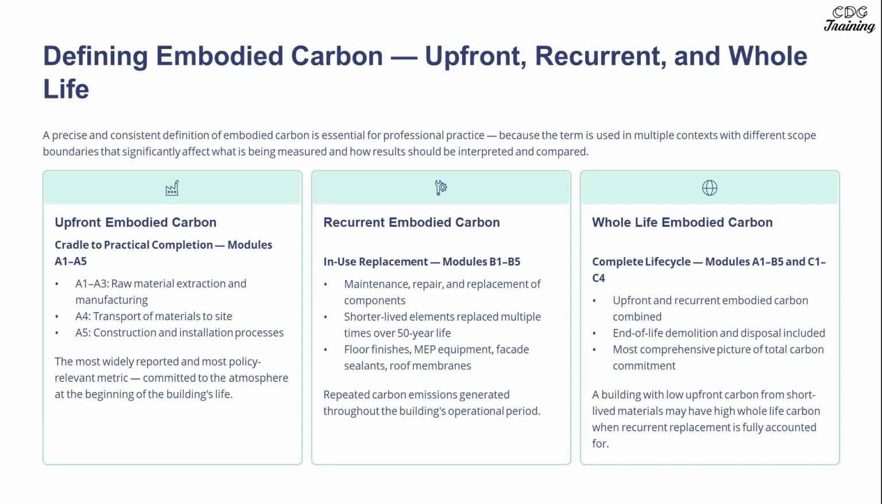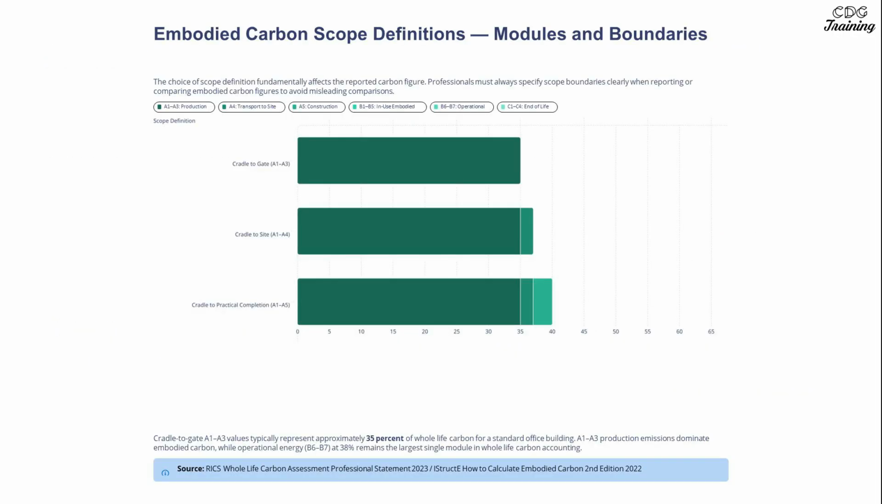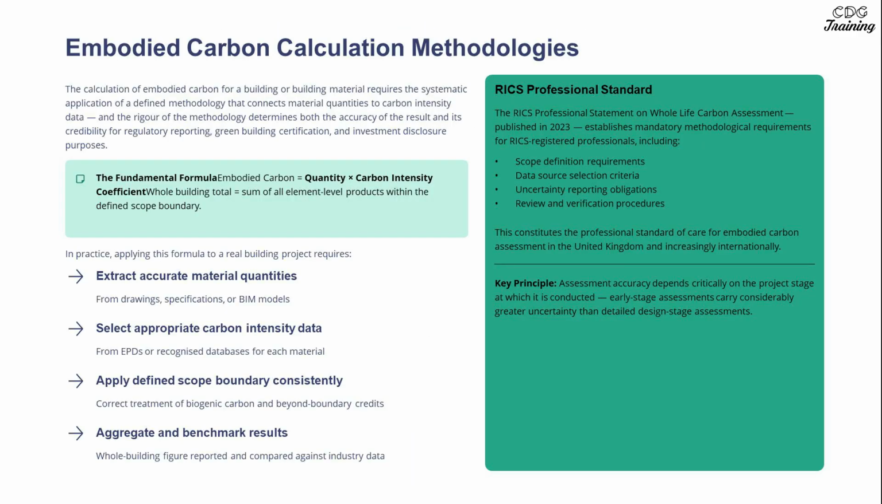Embodied carbon must be understood across its life cycle: upfront, recurrent, and whole life. Each phase impacts the environment differently, requiring precise definitions for effective management. The scope of embodied carbon reporting significantly affects the carbon figures. Professionals must carefully define boundaries to ensure accurate comparisons and reporting. Accurate calculation of embodied carbon requires a systematic approach, using defined methodologies to ensure credibility and comparability across projects.